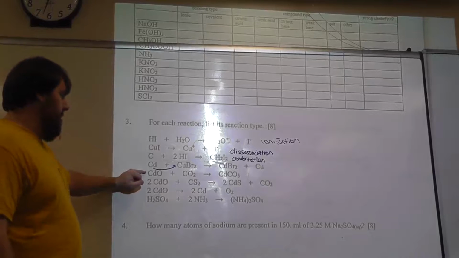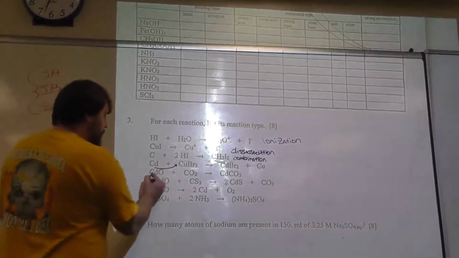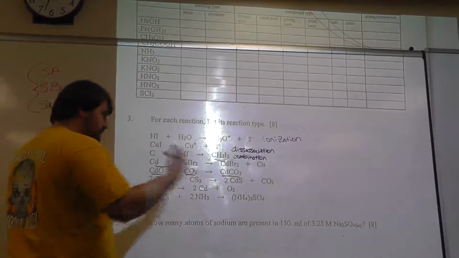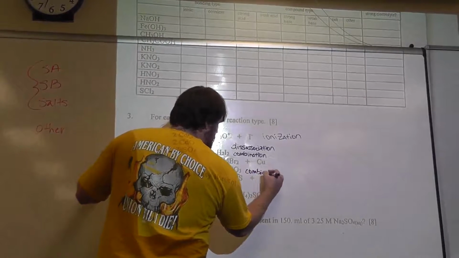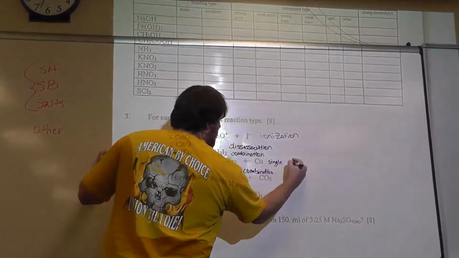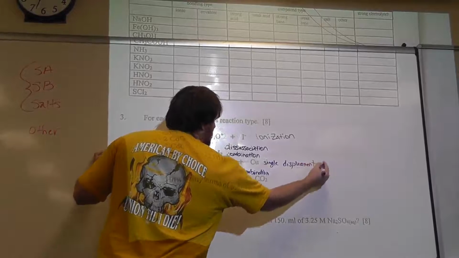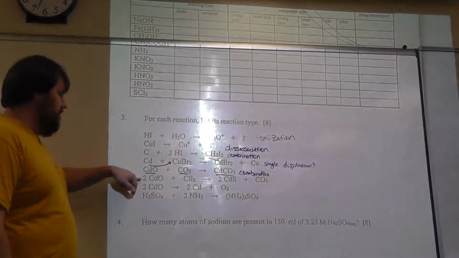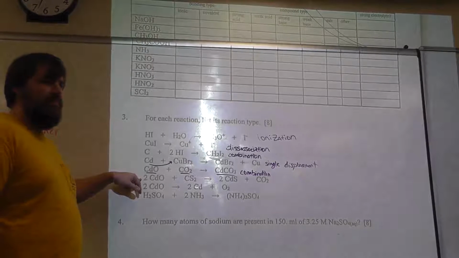This one. Combination. Two separate things recombining to make a new, different type of compound. What about this one? Double.